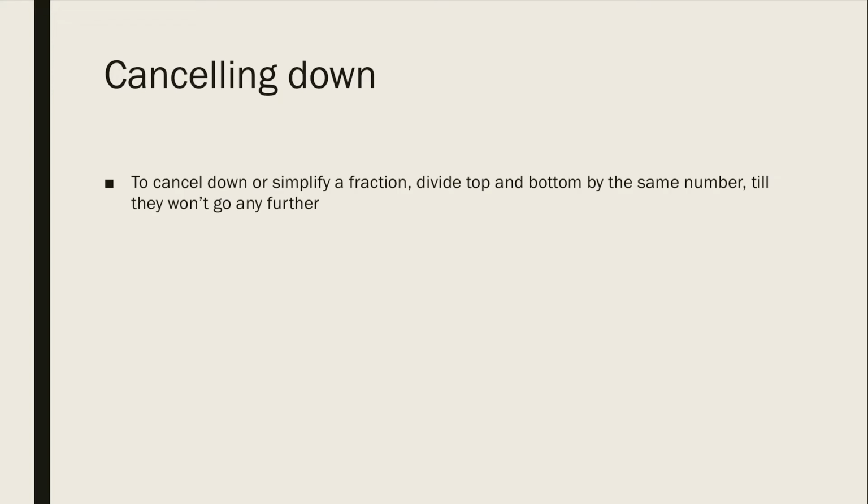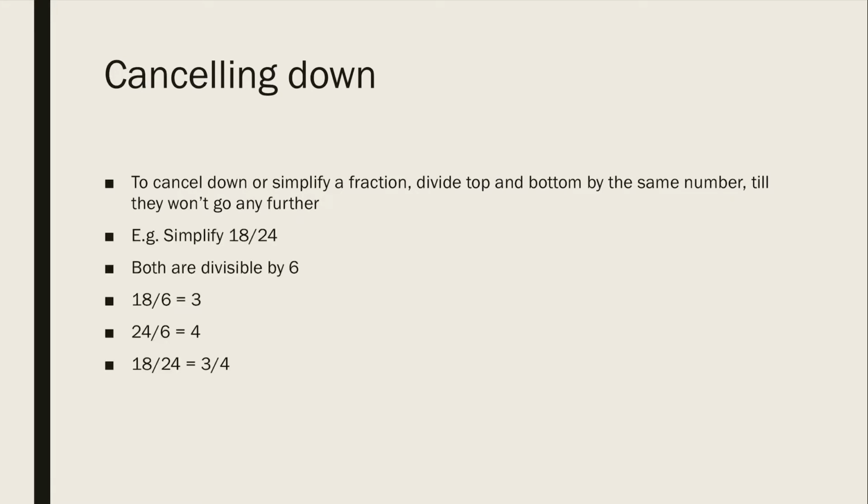First, we're going to be doing cancelling down. To cancel down or simplify a fraction, we basically need to divide the top and bottom by the same number till they won't go any further. For example, let's say you had to simplify 18 over 24. You can cancel down in a series of easy steps. Keep going until the top and bottom don't have any common factors.